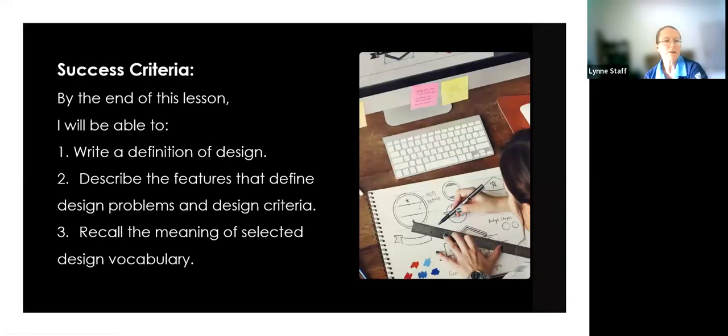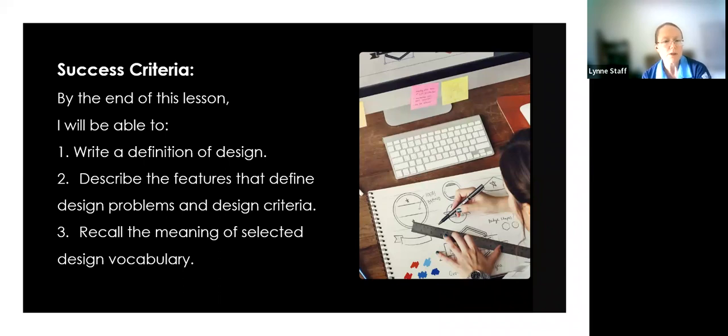The success criteria for this lesson is, by the end of this lesson, I will be able to write a definition of design, describe the features that define design problems and design criteria, and recall the meaning of selected design vocabulary. So what we're really looking at is to investigate for ourselves what design is, then look at those constraints and criteria that define design problems. And thirdly, they're going to be looking at design vocabulary.